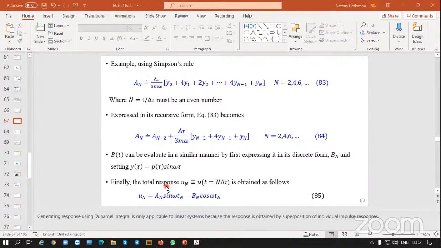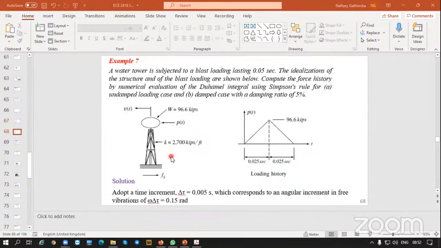So for the force, once you get the displacement, we know that force is equal to K times displacement. So you just need to multiply U with K, the stiffness, to be able to get the force, right? So it's as easy as it can be. And allow me now to just show you this.